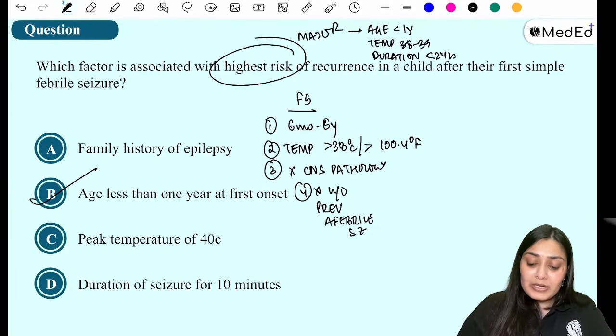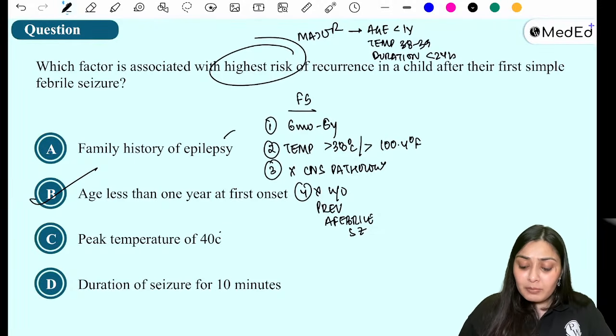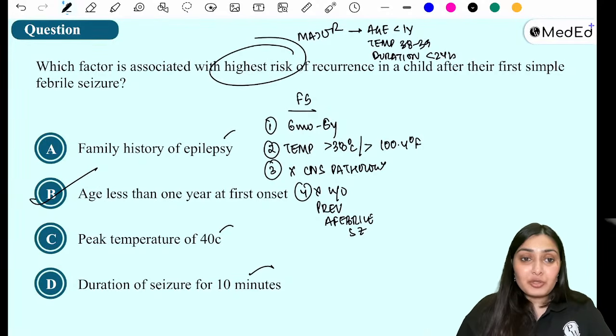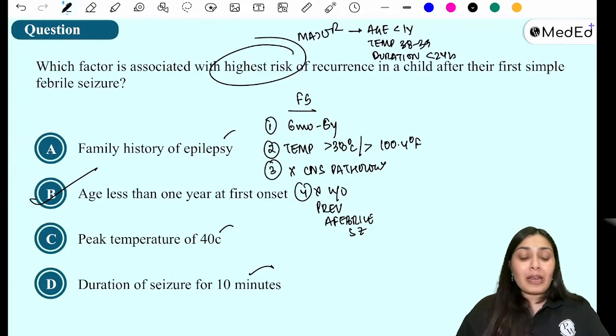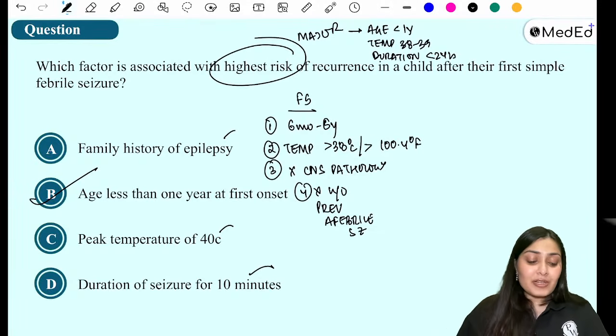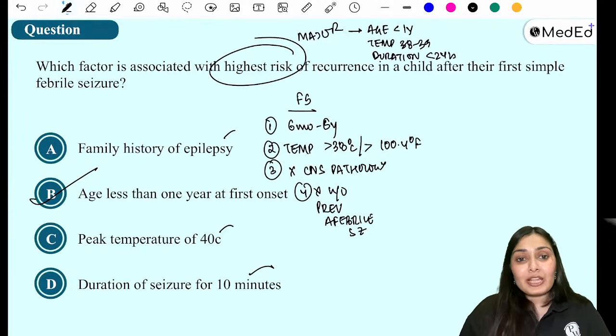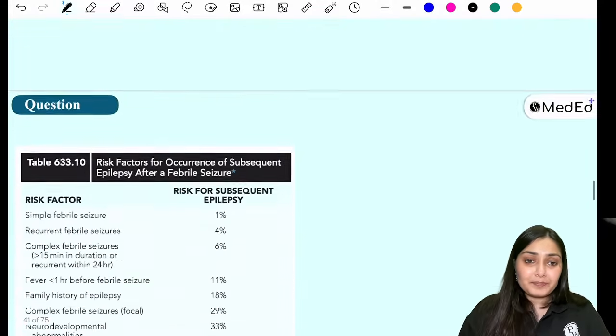Family history of epilepsy is a minor factor. Peak temperature of 40 degrees Celsius is not there. Duration of seizure 10 minutes, not essential, right? So the major risk factor here is age less than 1 year. Option B is the correct answer over here. Chahita Verma, Busy Bee, all of you are correct, right? Option B, age less than 1 year of onset.